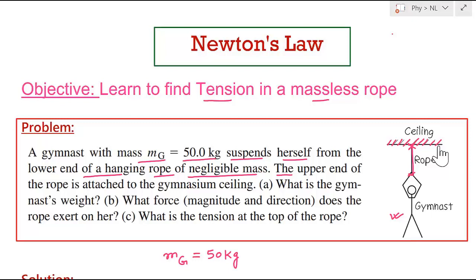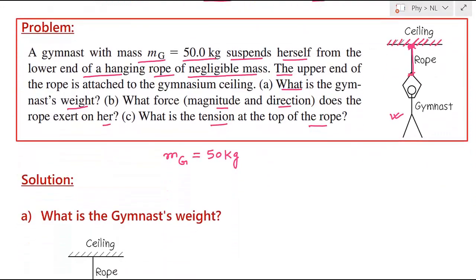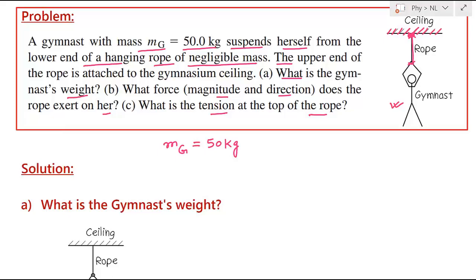Now the question asks, what is the gymnast's weight? That is the first part. In the second part, what force, in terms of magnitude and direction, does the rope exert on the gymnast? That is, the force exerted by the rope on the gymnast. And finally, you have to calculate the tension at the top of the rope. So this point, that is the top of the rope. Let us do the first part first and then we will do the second and third parts.